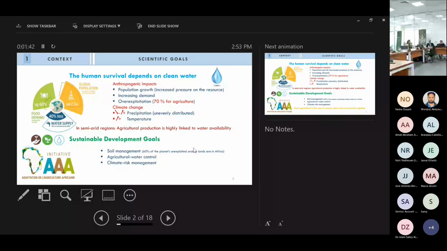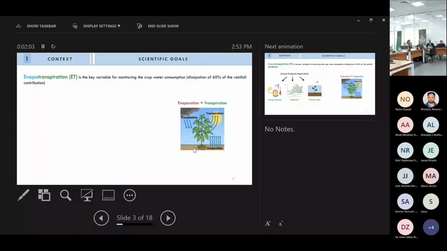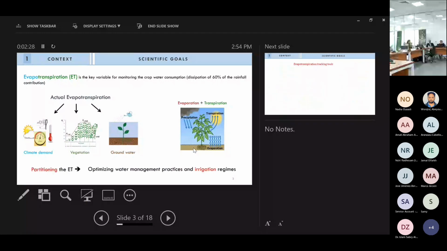One of the key monitoring variables for water consumption is evapotranspiration, as it is responsible for dissipation of around 60% of the rainfall. Evapotranspiration is impacted by climate demand, vegetation, and also by groundwater. So researchers working on this thematic propose the partitioning of evapotranspiration into evaporation and transpiration to optimize water management practices and irrigation regimes.